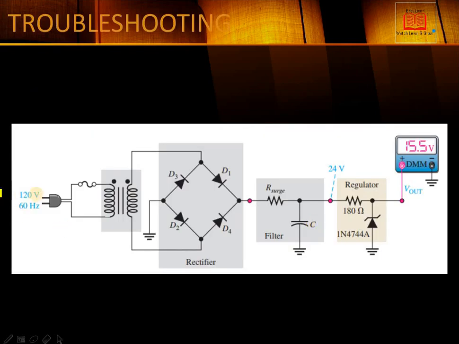First of all, let's start from this side, from the start. This is the 120 volt 60 hertz AC power coming in, and this is the transformer, and this is the secondary winding of the transformer. From here we are getting a step down transformer output, let's say 25 volts, and these are 4 diodes connected to make the full wave bridge rectifier, as we discussed in season 1.